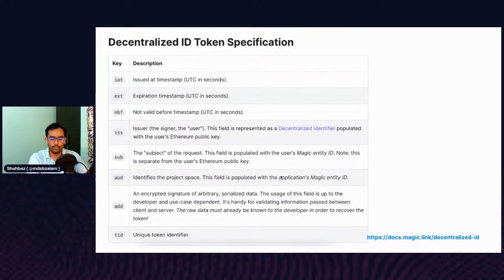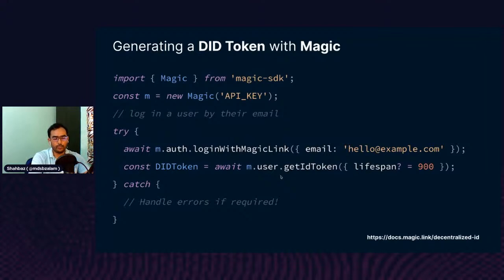So you can learn more about all this by visiting the docs, docs.magic.link, and going to the decentralized ID section. And that was the pseudocode.